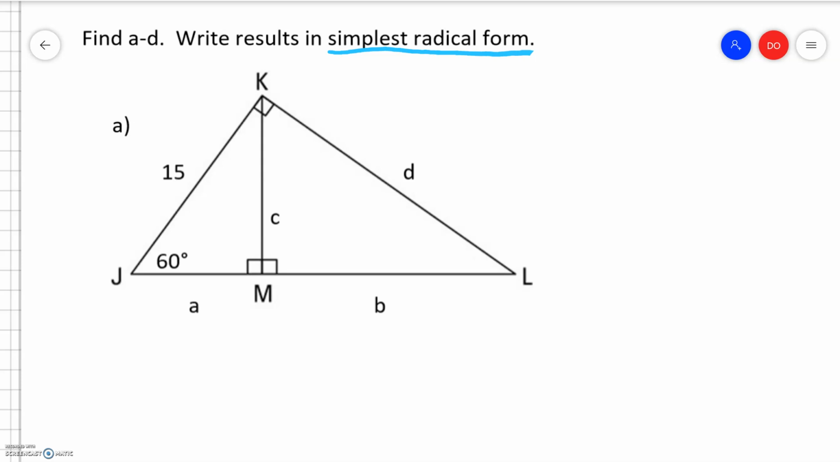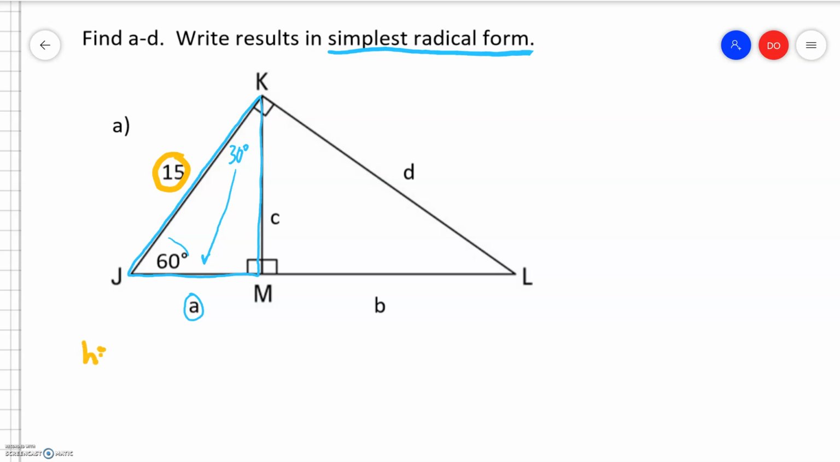We have lots of them to find, so for no better reason than alphabetical order, let's start with A. It looks like A is on this triangle here on the left. Inside of that triangle, if this is 60 degrees, this has to be 30 degrees, which means A is the short leg inside of the triangle. We're also given this 15 value over here, and this 15 is the hypotenuse of the triangle.